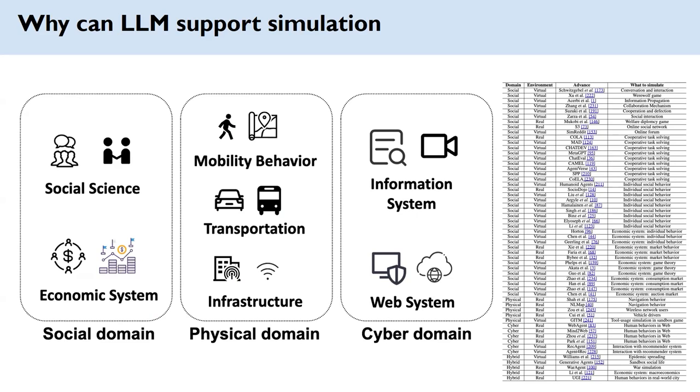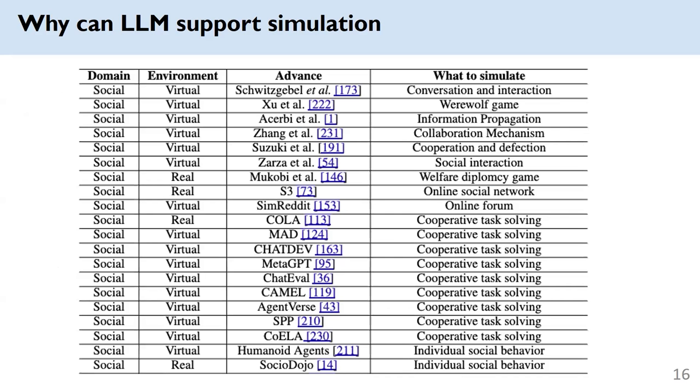There are some other works not focused on exactly one domain. We call it a hybrid domain, because it involves simulation from the social domain and the physical domain. And we can see that for the given social domain, there are also two kinds of environments. Some works focus on the virtual environment. It means the social network is fake or predefined. It's not from a real social network.